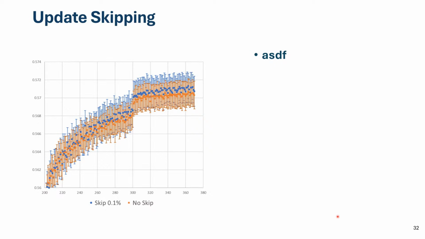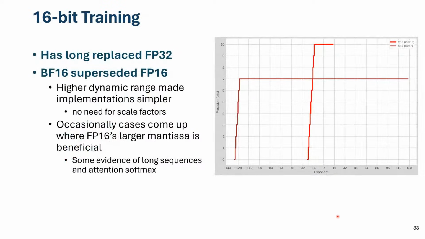Today that'd be even more prohibitive with large LLMs. Okay, so that was 16-bit training, but basically has long replaced FP32, and then BF16 really superseded FP16 because its wider dynamic range made implementation simpler. Right? No need for scale factors, don't have to keep track of them.